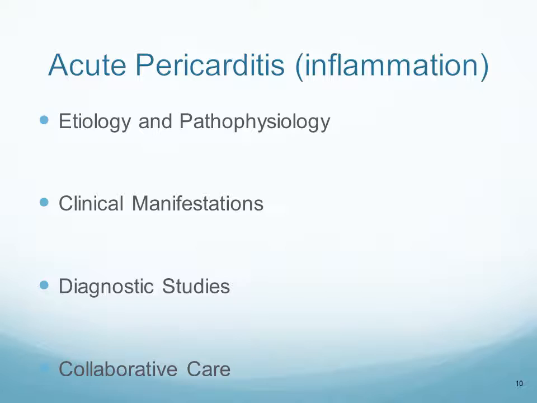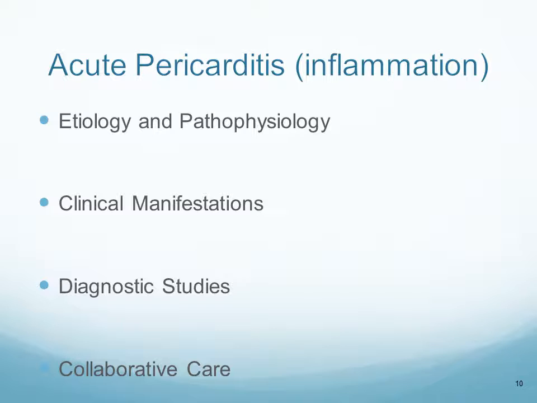causative factors. Clinical manifestations. Okay, so we have severe, sudden, stabbing chest pain that often radiates from the back or the arm. It is aggravated on deep inspiration, so when the person takes a deep breath. It is aggravated when they lay back or cough. It's relieved when they take shallow breaths or they lean forward.